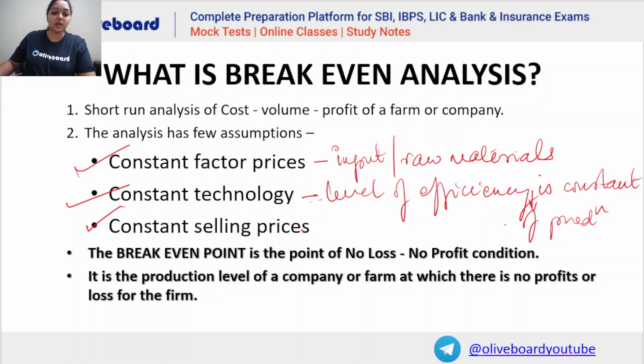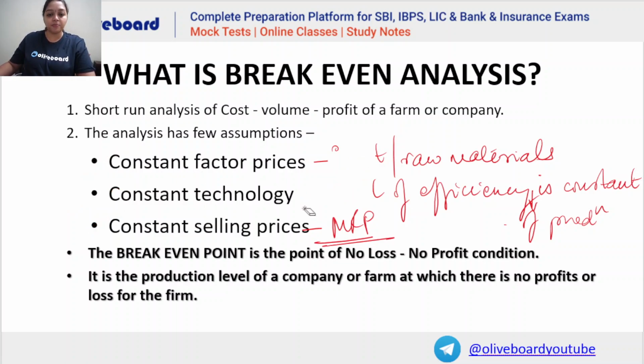And constant selling prices, this can be your MRP. So the price of the product is constant. We are not going to change it, right? So these three are the major assumptions that we are going to make.